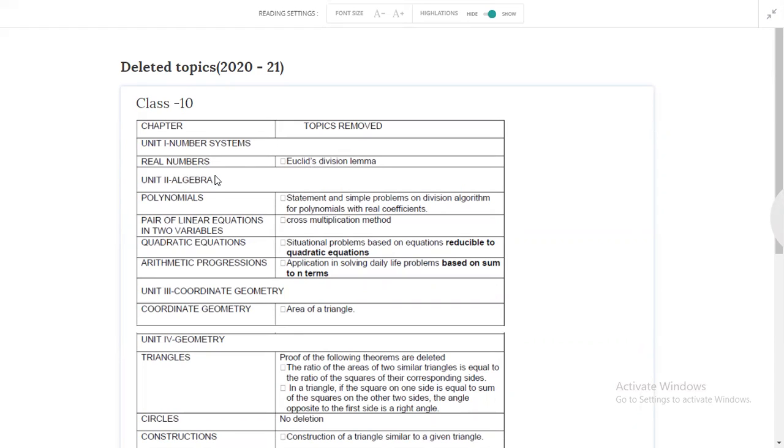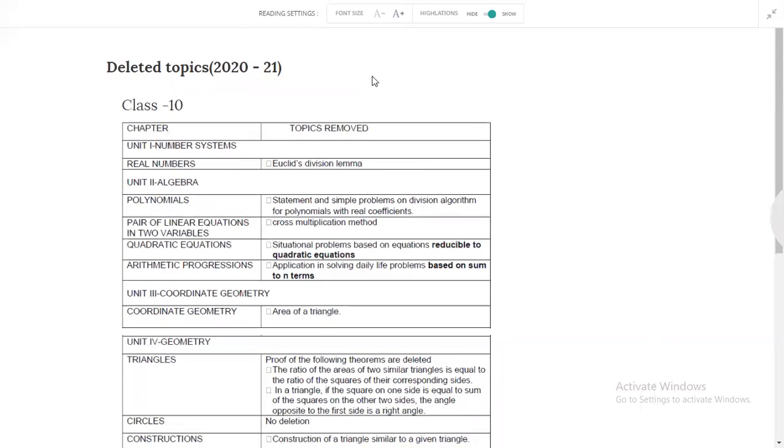Now the second unit, that is algebra. In algebra, we have the chapters polynomials, pair of linear equations in two variables, quadratic equations, and arithmetic progressions. In each and every chapter, something is deleted. From polynomials, the division algorithm for polynomials with real coefficients is deleted from the syllabus. So you do not have to learn that.